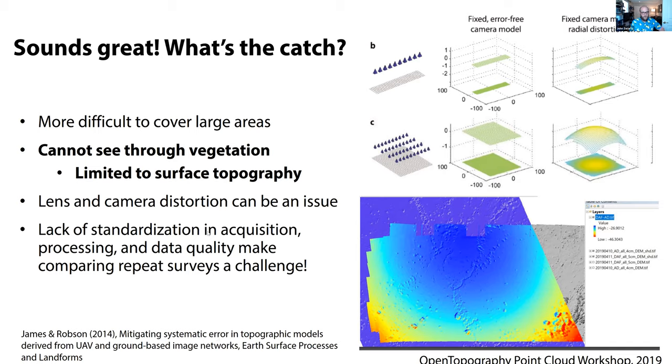But one of the major things compared to LiDAR that can make using structure from motion challenging is that right now there's a lack of standardization in acquisition and processing data quality. We don't have good standards for how we handle metadata associated with structure from motion. We don't have good standards for what data you report or how you handle and store the data like we do with LiDAR. And so as a result, when we want to compare, for instance, repeat surveys like pre and post storm or pre and post fault rupture, not having these details of the processing can make those sorts of comparisons difficult in a really concrete way.